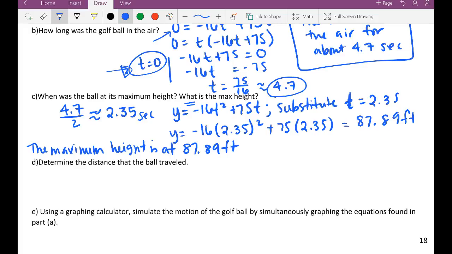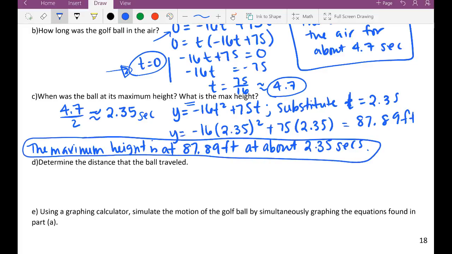What time did we reach a maximum height? Well, that sounds really ugly. At about 2.35 seconds. Okay. That is not really nicely worded. I think I would totally rewrite that, but since I've already written it here, I'm just going to box it up. I would probably write that as: at about 2.35 seconds, the ball reaches a maximum height of 87.89. I think that sounded a lot better than what I have written down.